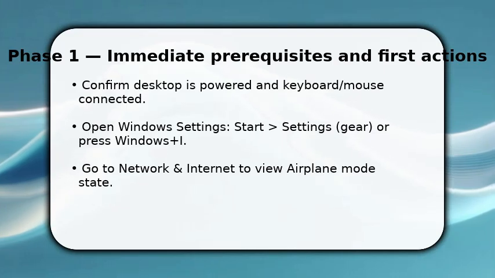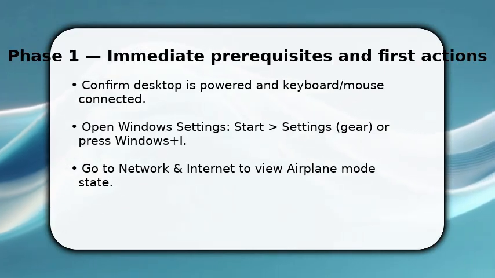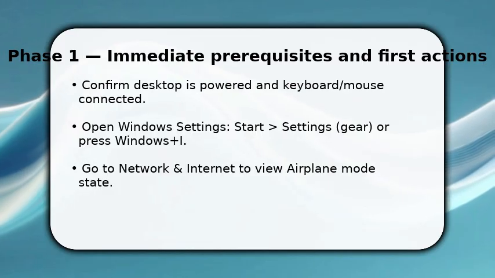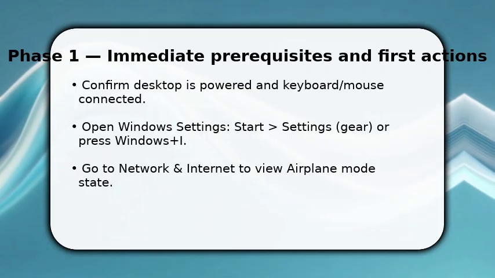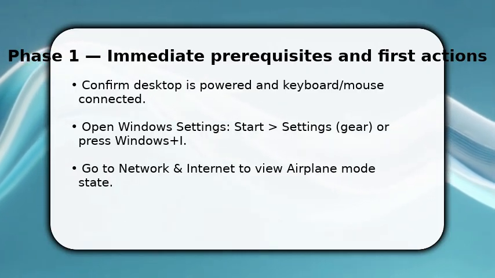Enjoy the video. You start by confirming power and peripherals are working. That avoids wasted steps. Next, open Windows Settings now, press Windows plus I or click Start, then Settings. This gets you to System Controls quickly.